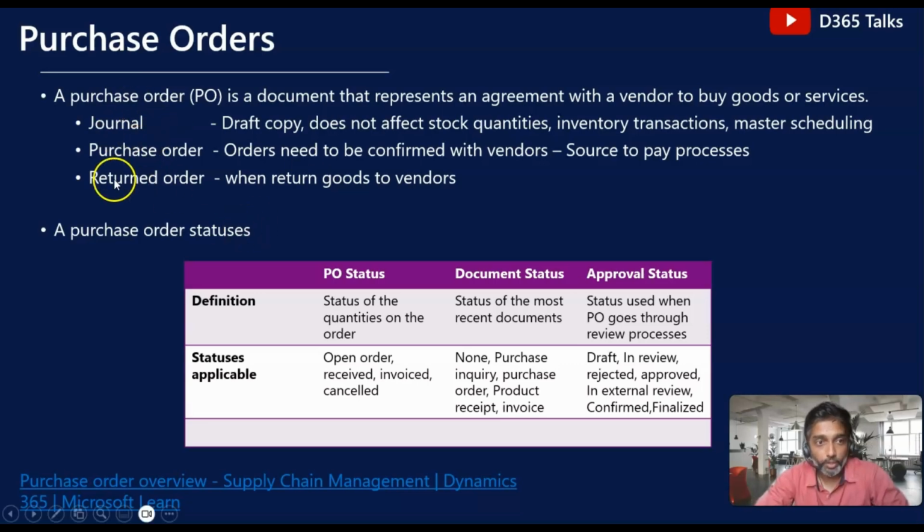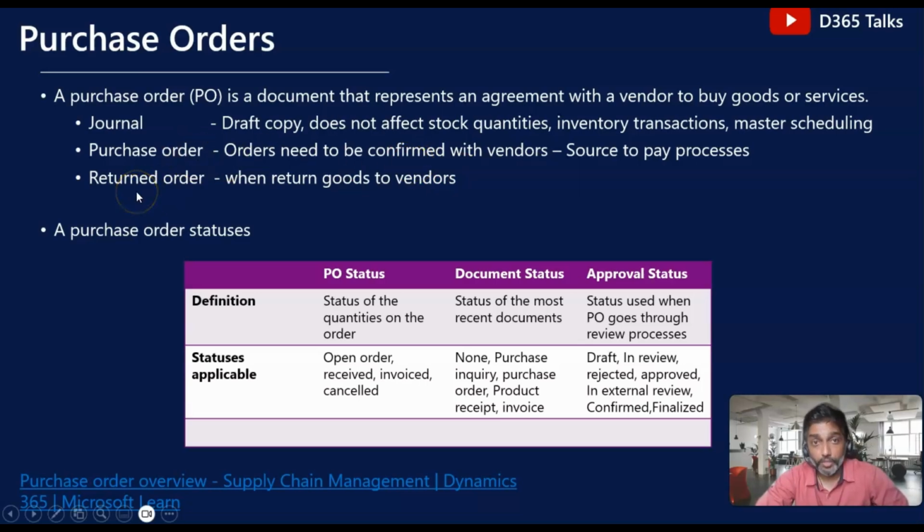And of course, you can configure the type which you want the users to use in the procurement and sourcing parameters. The second type is a purchase order. Like I said earlier, orders need to be confirmed with the vendor. This is where you follow the process of source to pay or procure to pay, where you procure the goods from the vendors, then receive them, invoice them and pay the vendor. So if you are going to follow those processes, then purchase order is the type which you need to select.